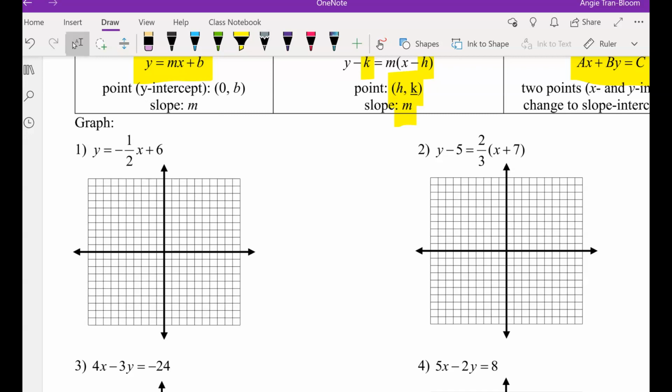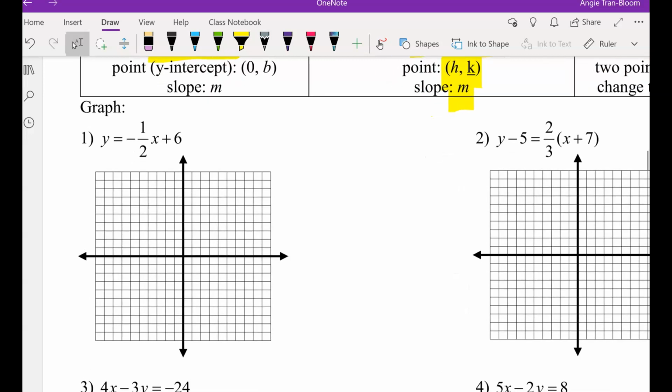Example 1, y equals -1 over 2x plus 6. Raise your hand if you remember this from Algebra 1. Where do you start? Positive 6, right? We're going to go 6. So count 1, 2, 3, 4, 5, 6. Yep. We started at 6.